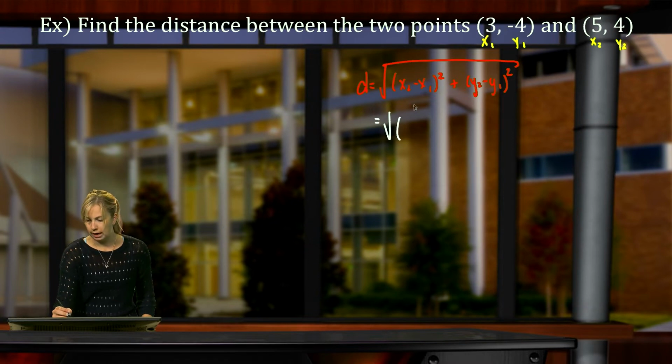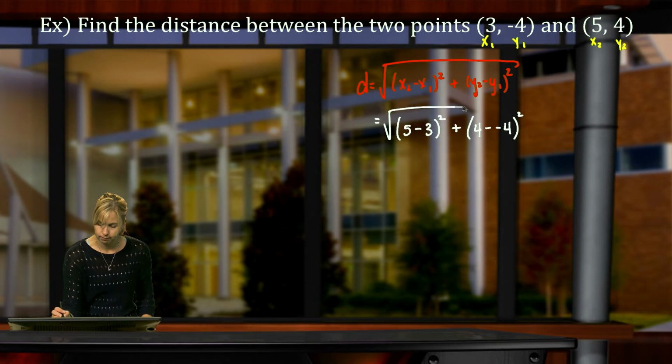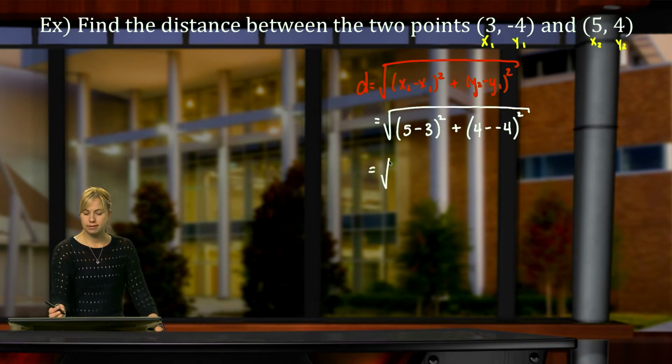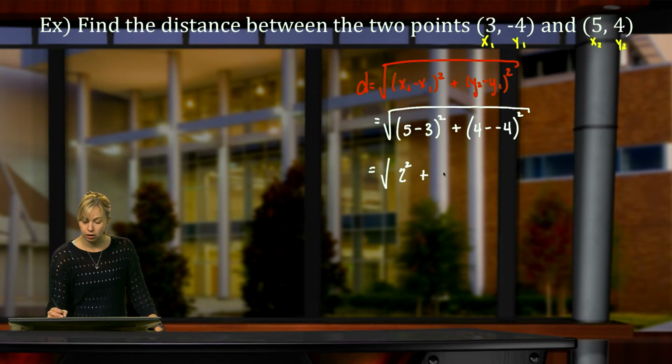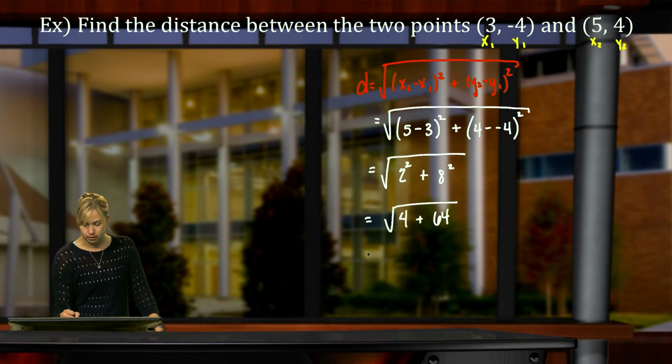So we have the square root of x2, which is 5, minus 3 squared plus 4 minus -4 squared. Simplifying inside the parentheses, 5 minus 3 is 2 squared plus 4 minus -4 is the same as 4 plus 4, or 8 squared. 2 squared is 4, 8 squared is 64. We have the square root of 68.